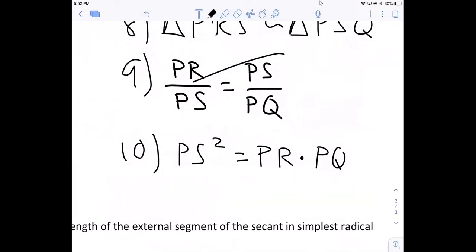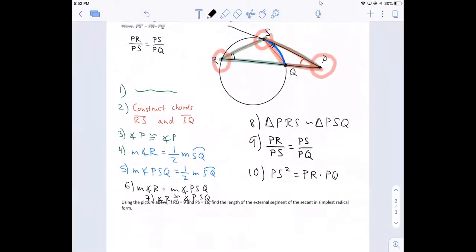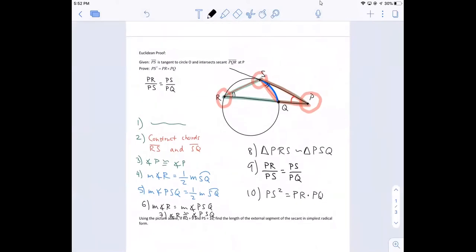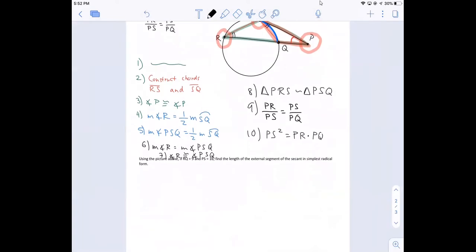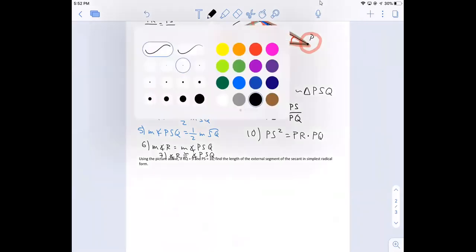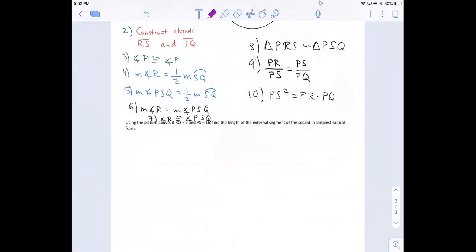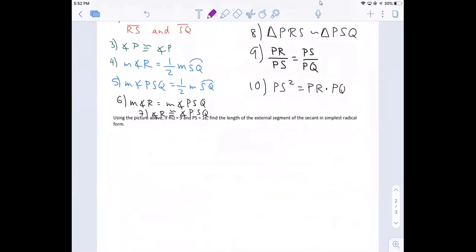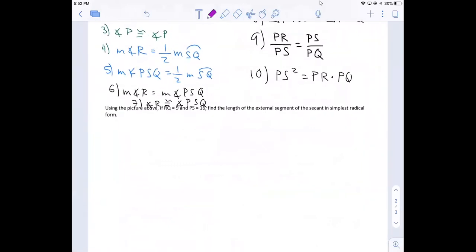And again, here are our means. That is the mean proportional. And hooray, we have proven our last circle theorem. I have another sheet that's posted with these notes that goes over all of the theorems in one place. So that's definitely a good study guide or cheat sheet, you can call it. But that has all the circle theorems in one place.